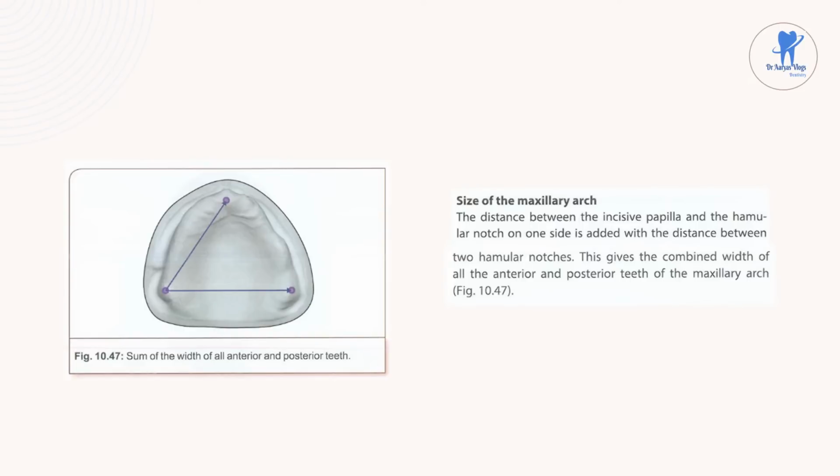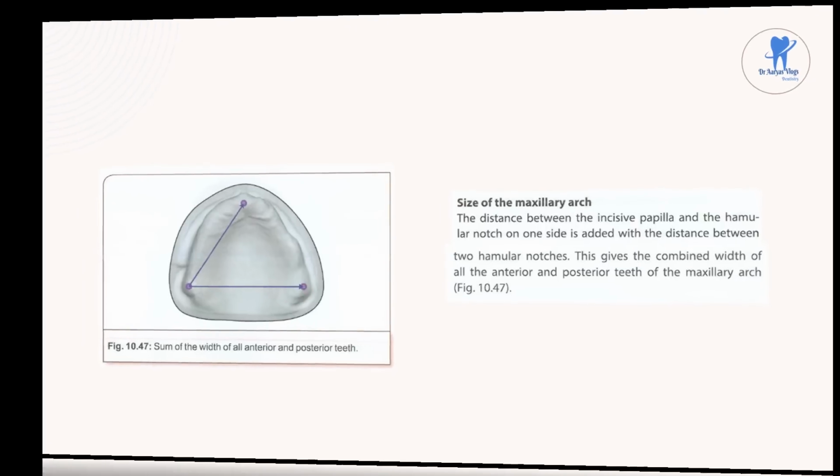Here, the distance between the incisive papilla and the hamular notch on one side is added to the distance between the two hamular notches. This gives the combined width of all the anterior and posterior teeth of the maxillary arch. So this is the sum of the width of all anterior and posterior teeth. That is the size of the maxillary arch. Okay.